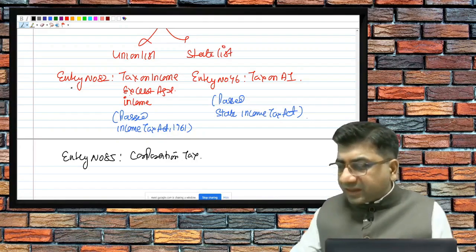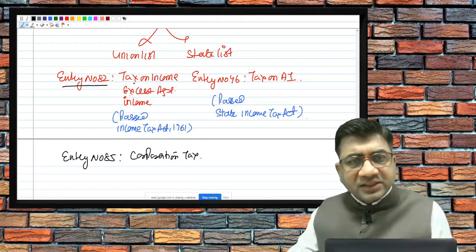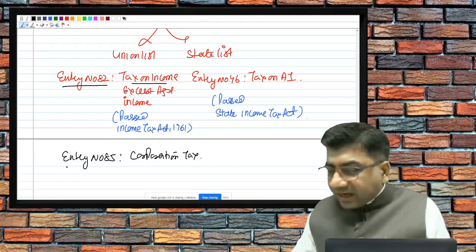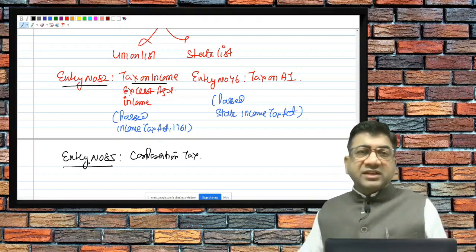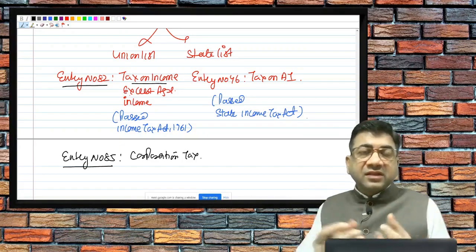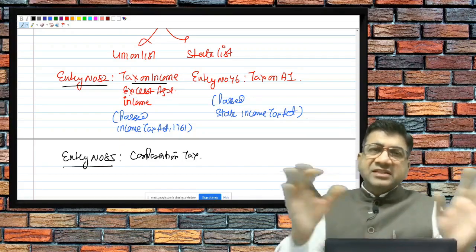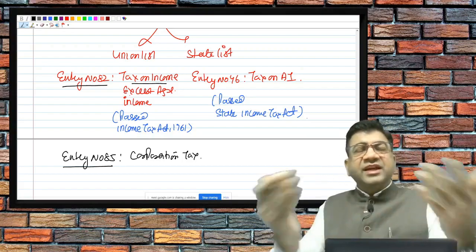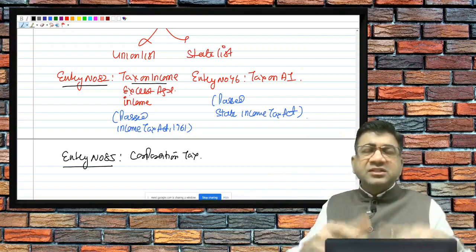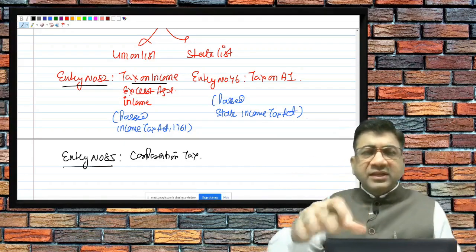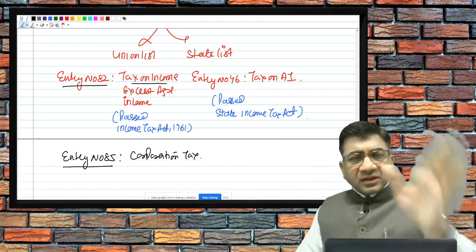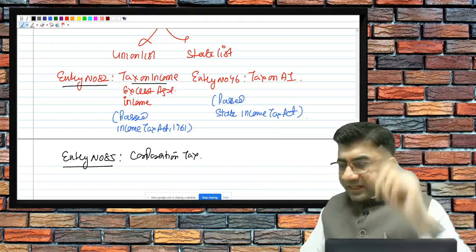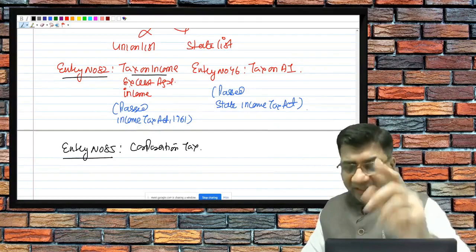So this is the difference between the two: entry 82 is tax on income, maybe income by A or B, whereas entry number 85 is corporation tax when the companies and corporations earn. The Income Tax Act covers both tax on corporations as well as individuals, Hindu undivided families, partnership firms, both. So both are covered under the Income Tax Act.